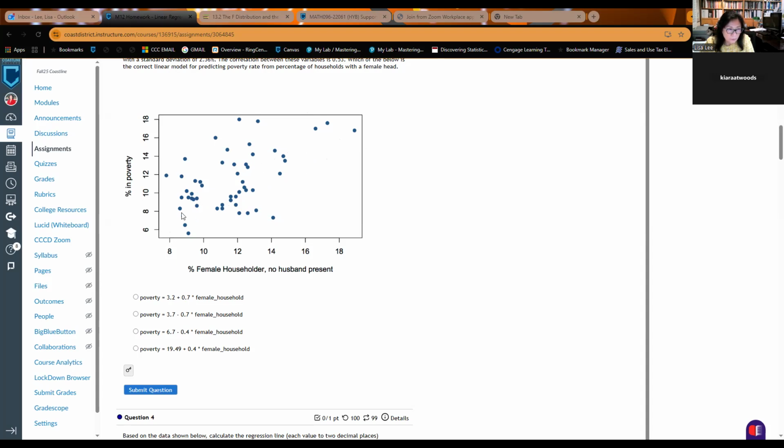Straight line. I think the proper one must be something less than 6, okay? And less than 6, only this one, right? Yes, the first one here. The first one is 3.2 with a positive slope. The bottom one, you can see, is impossible.